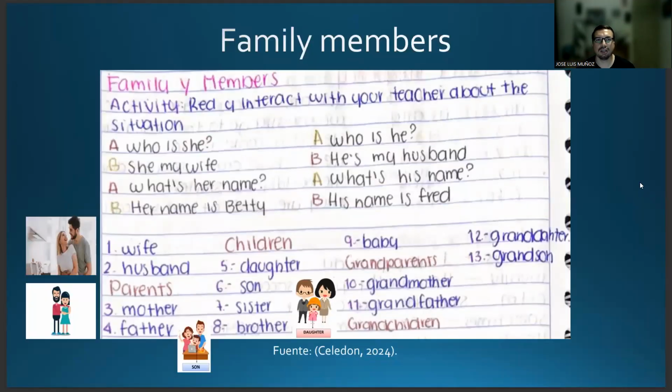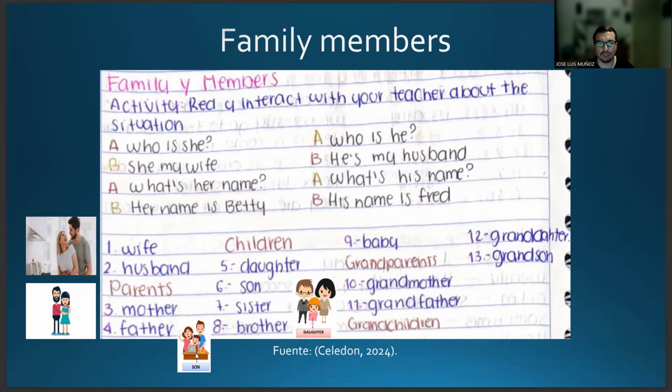Family members. Well, in this topic, we are talking about the family members. Why? Because it's very important to see this kind of topic, because we have to know the name of mama, your mother, your mom, papa, father, or dad. On the left side, we have wife and husband. Una esposa, un esposo, un papá, una mamá.